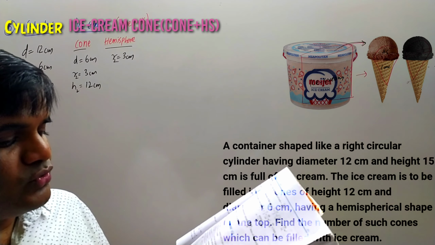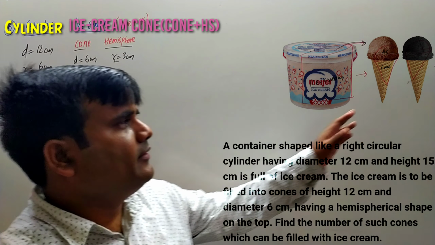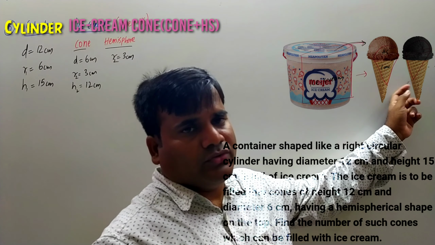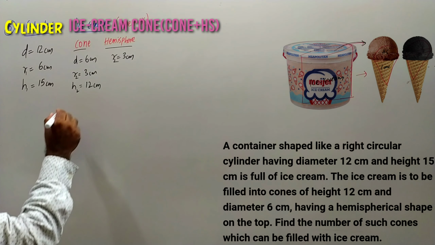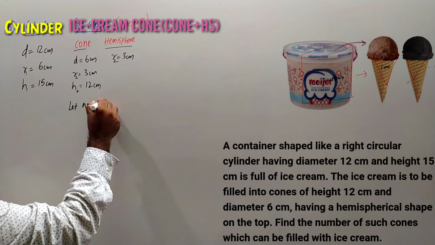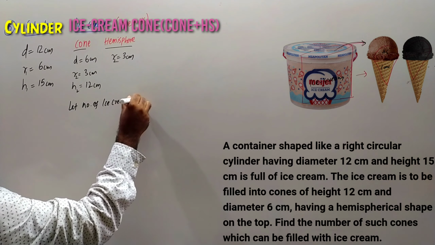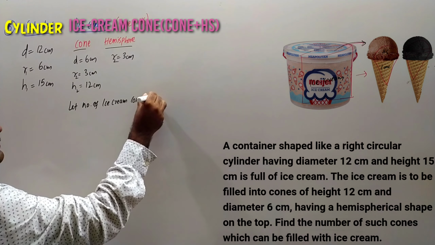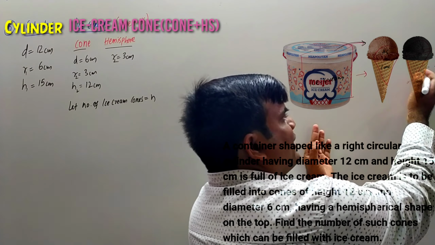Find the number of such cones which can be filled with the ice cream. Here we need to find the number of cones. Let the number of ice cream cones equal to, I'm taking n. So this ice cream we are filling into cones.